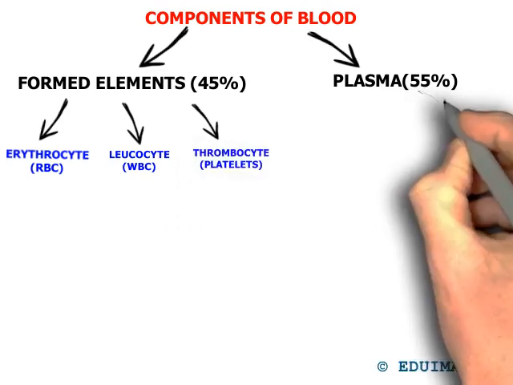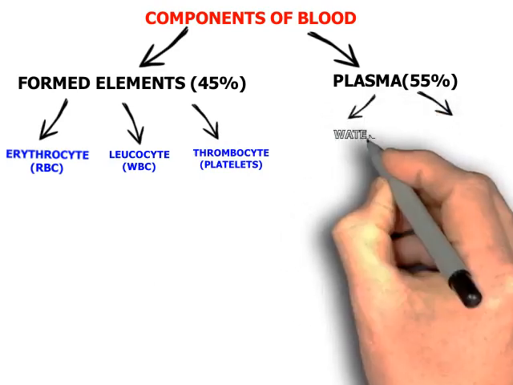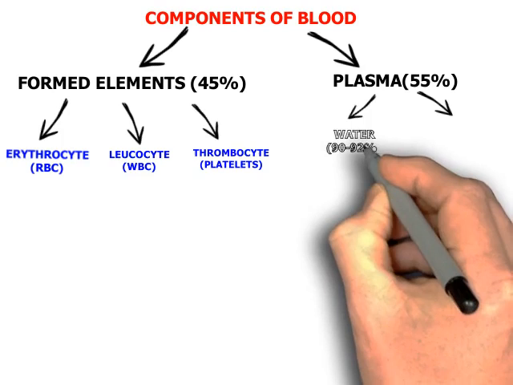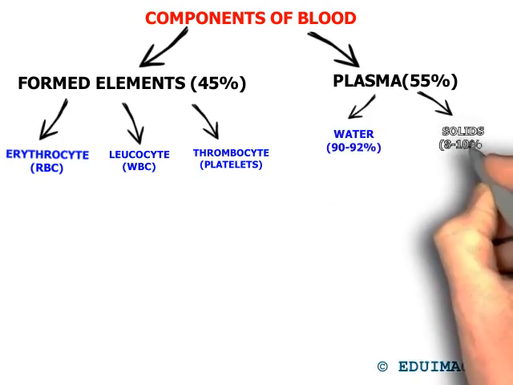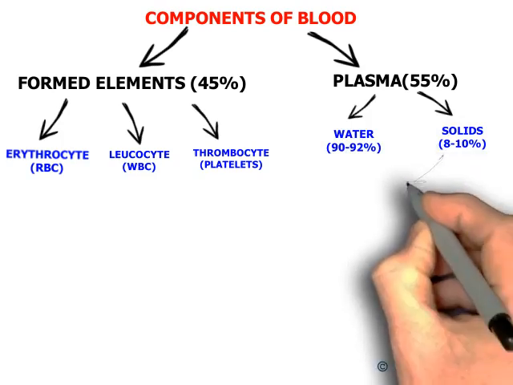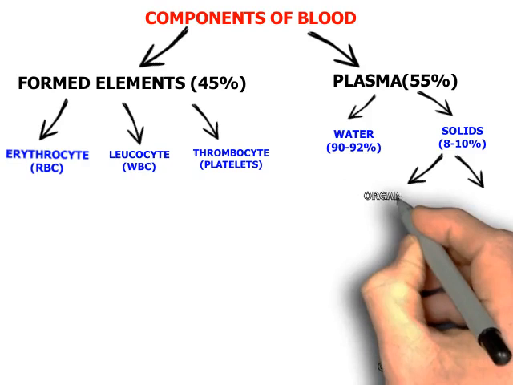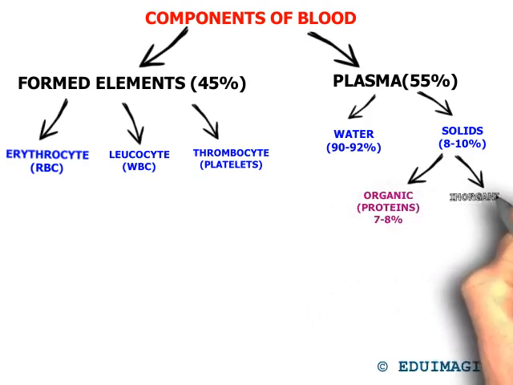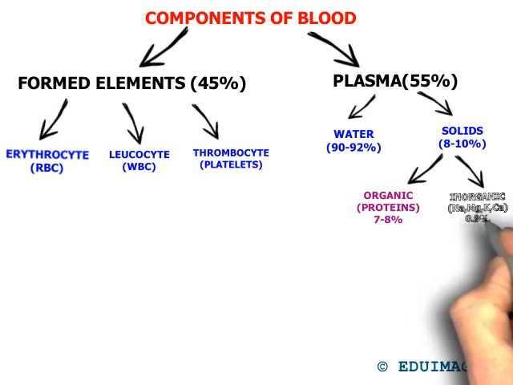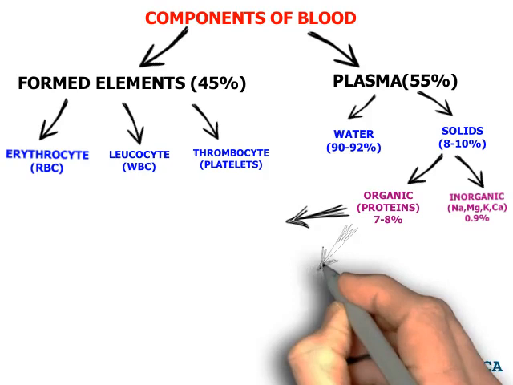The plasma is composed of again two constituents. We have water that is 92%, and we have solids that are 8 to 10%. The solids are composed of an organic and an inorganic part. The organic part is the proteins, which are formed in the liver, that are 7 to 8%, and inorganic is about 0.9%.